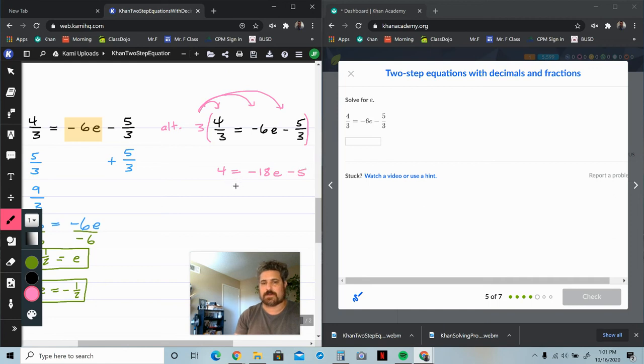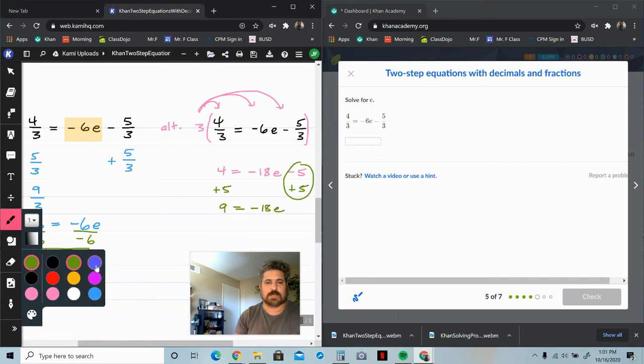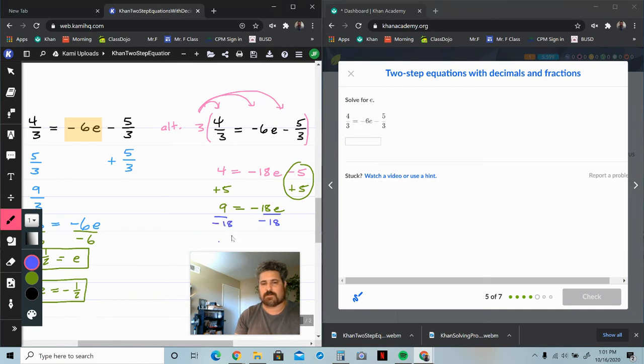And then what you're going to do is you're going to want to get the e's by themselves. How do you undo minus 5? Add 5 to both sides. This becomes a 0 pair, and you're left with 9 is equal to negative 18e. And then, of course, you want to get rid of that times by negative 18, so divide by negative 18. Not one side, but both sides, and you get negative 1/2 is equal to e.